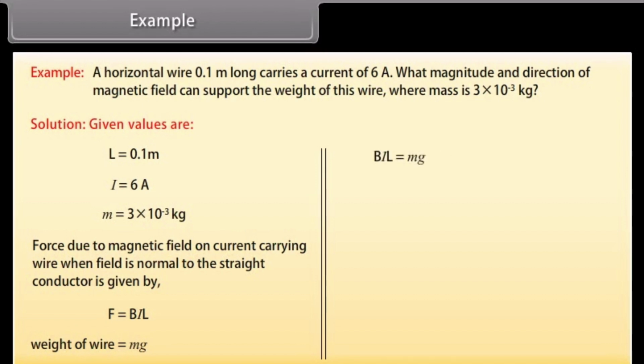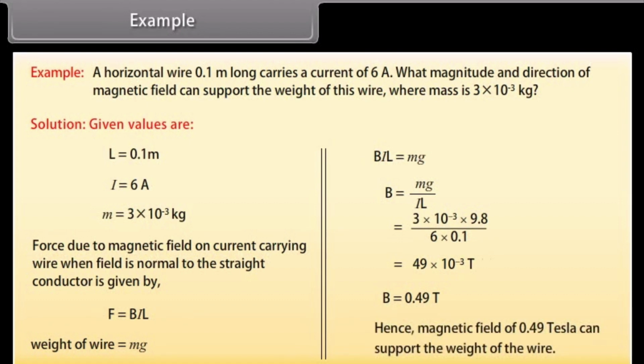BIL is equal to mg, which can be written as B is equal to mg divided by IL. By putting the values and calculating, we get the value of B is equal to 0.49 Tesla. Hence, a magnetic field of 0.49 Tesla can support the weight of the wire.